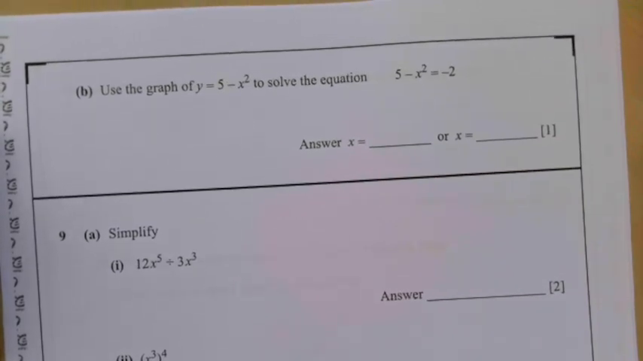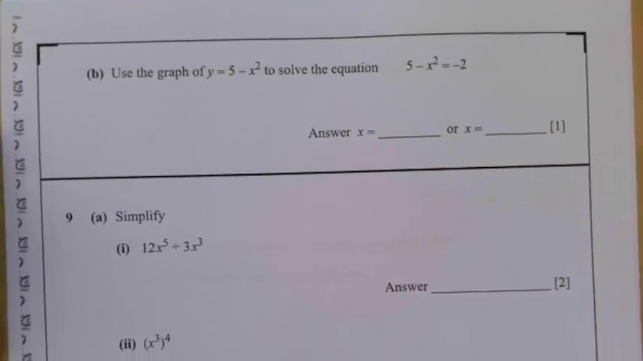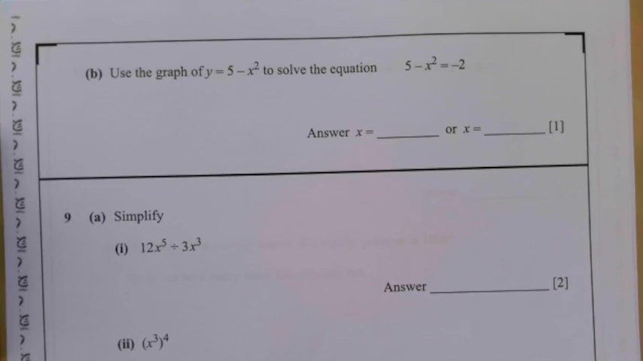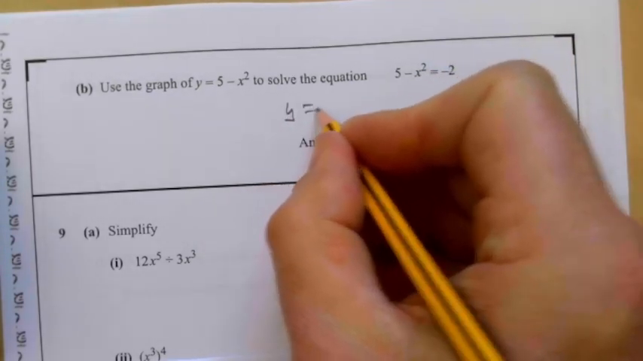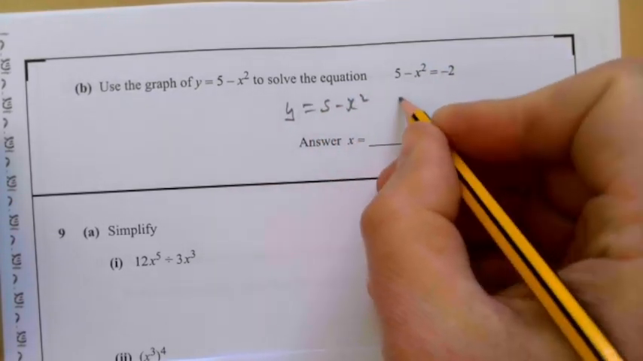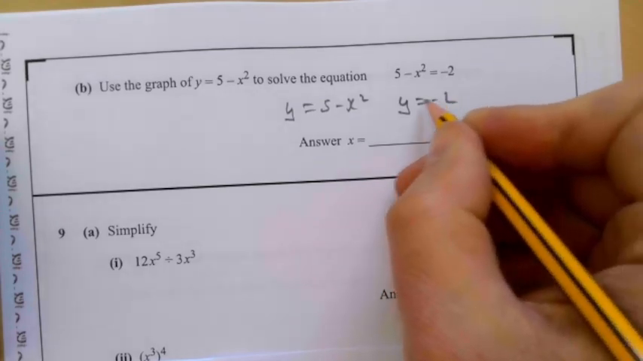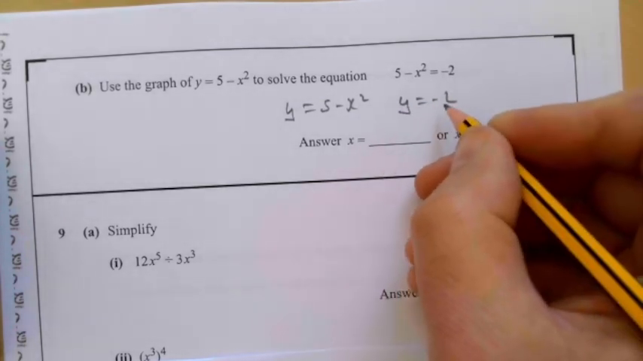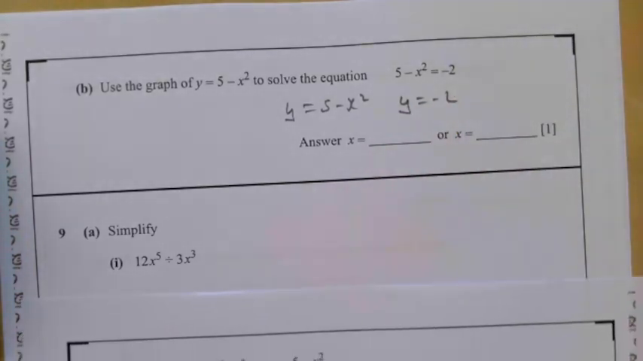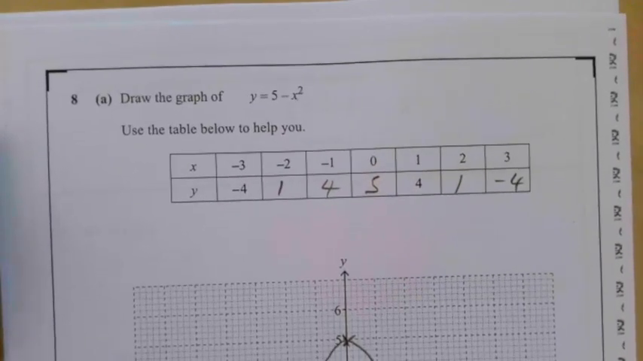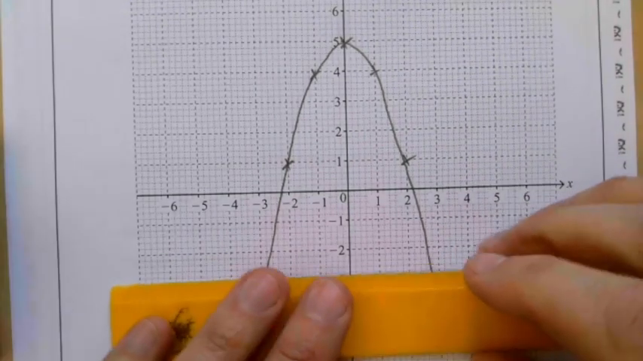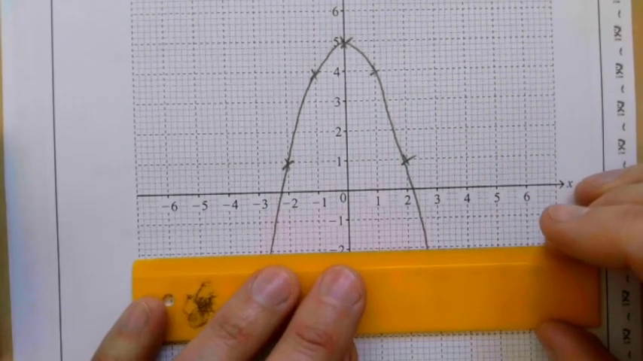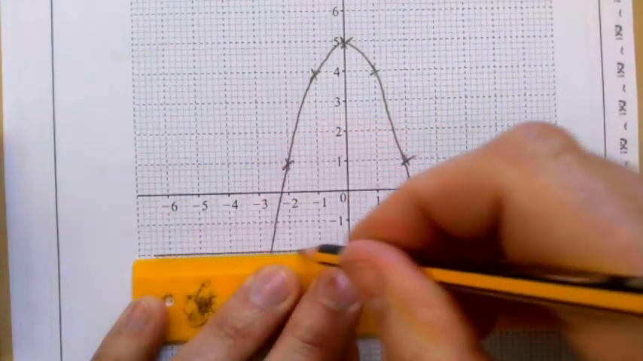Use the graph of y equals 5 minus x squared to solve 5 minus x squared equals minus 2. So that is kind of y is 5 minus x squared and y is minus 2. So I need to draw the line y equals minus 2 on my graph to see if I can get my information from there. So the line y equals minus 2 is my horizontal line going there.